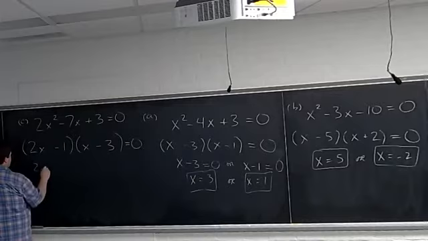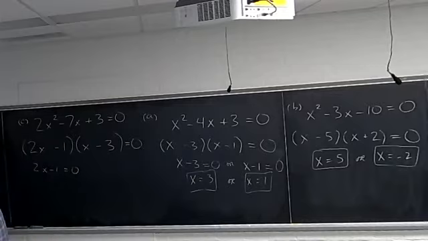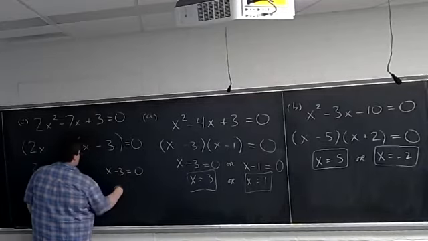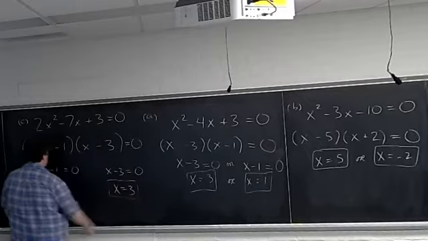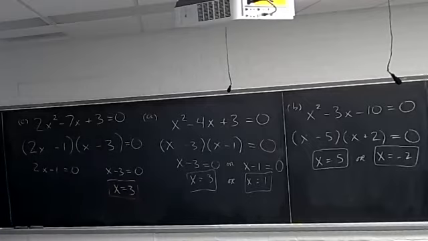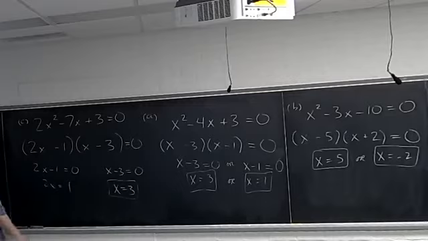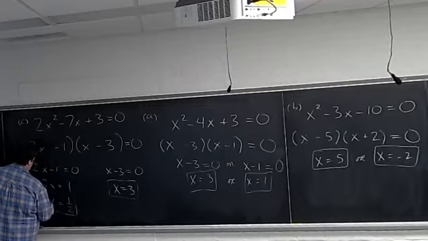So now we need to solve this equation and that other equation. Set the first thing equal to 0. Set the second thing equal to 0. And this one, add 3, you get x equals 3. But over here, we have two things to do. Add 1. 2x equals 1, divide by 2, you get x equals 1/2.